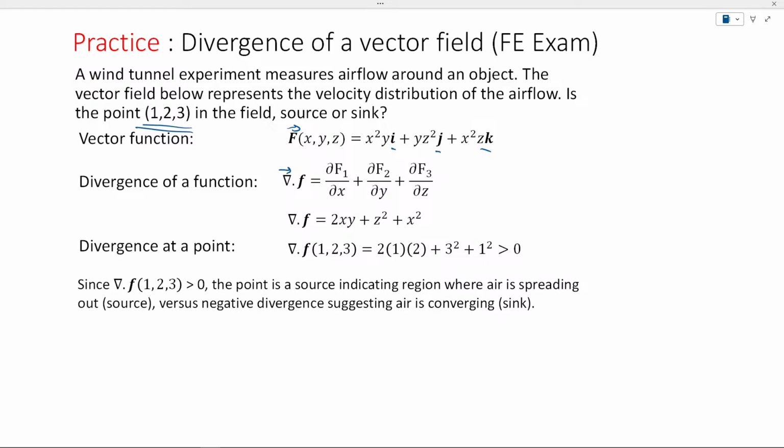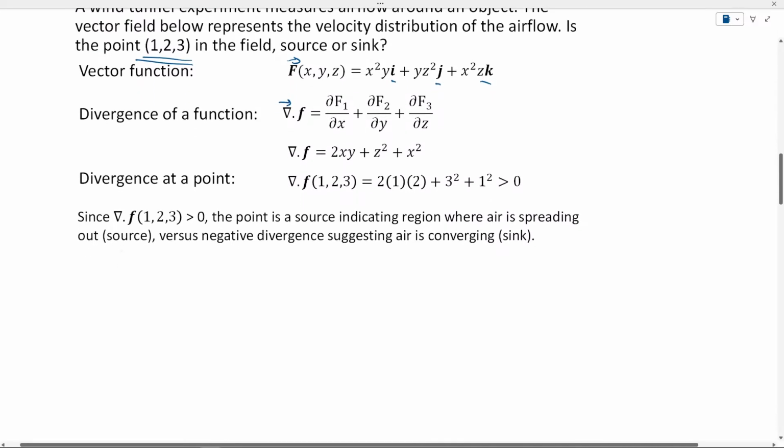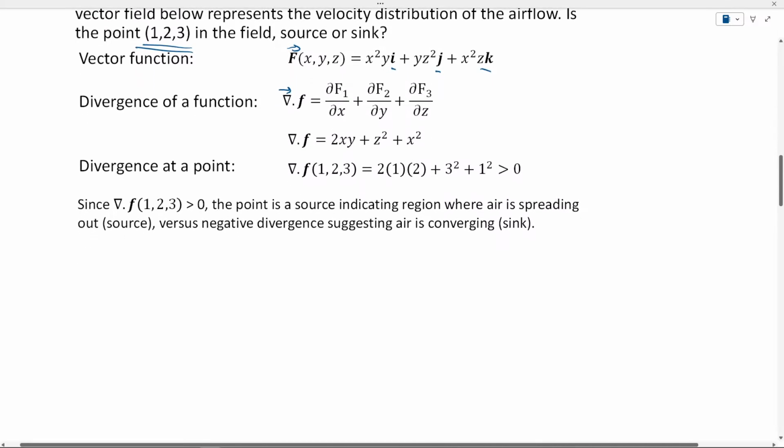So if you get a positive source, it indicates a region where air is spreading out, versus negative, which indicates it is converging. Okay, so let's just do it. Let's type our function here.